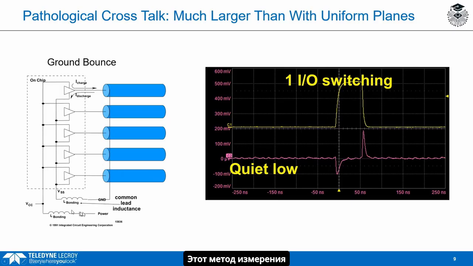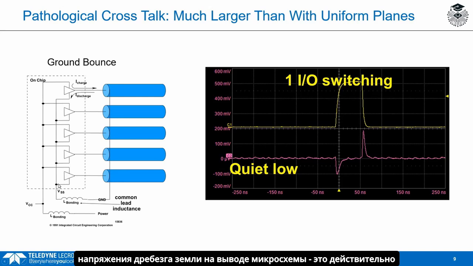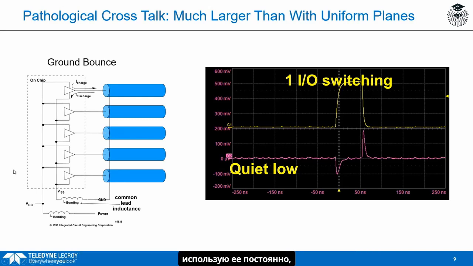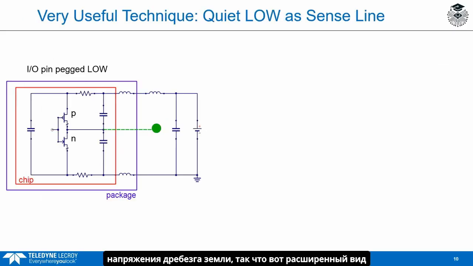Now, this method of measuring the ground bounce voltage on the die is a really powerful technique. I use it all the time, and I want to highlight again here. And this is the technique we're going to use in our example to measure ground bounce voltage. So here's an expanded view of one of those I/O, and I've drawn it as a CMOS device with P and N transistors on the output. This is going to be our victim. This is the quiet line. We're going to keep this pegged low. So that means the input, because it's inverting, the input here is going to be high.